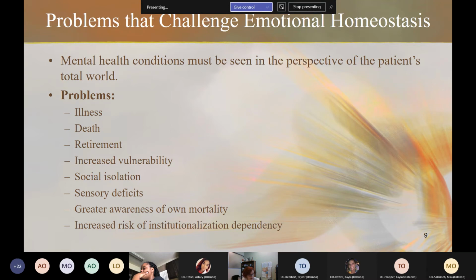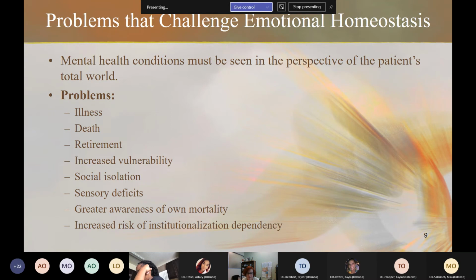The other thing is that I like the last one here, greater awareness of own mortality. And of course, that increased risk of institutionalization, dependency, that's kind of a fear for many of our older adults, fearing that they'll have to go to a nursing facility, they won't be able to take care of themselves, maybe they don't have family that's willing to help them, strangers are going to touch them. So that can be a horrendous fear for our elderly population. And they also realize that their life is coming to an end.